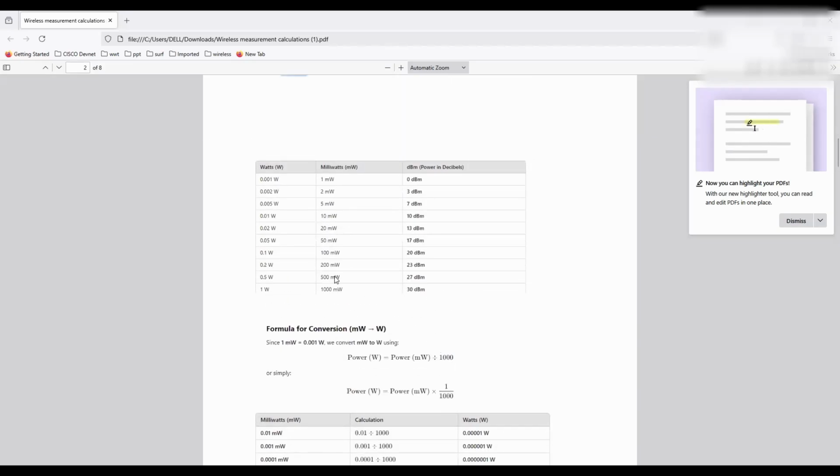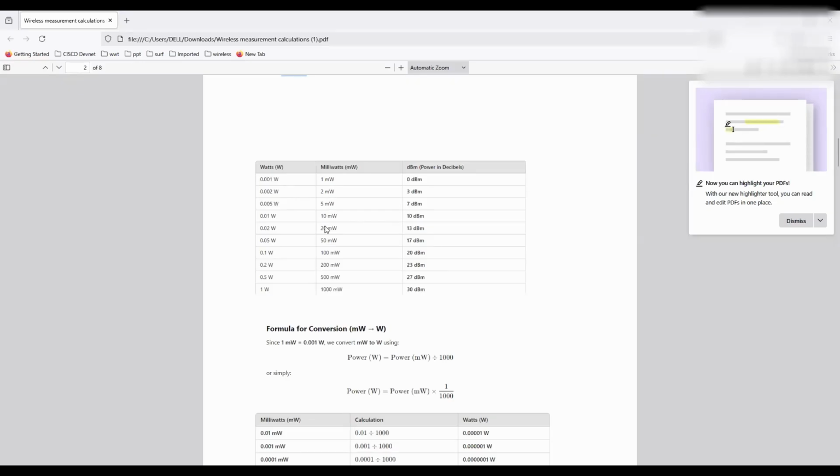And this is some calculations for your reference. Like when we say 0.001 watt, it is equal to 1 milliwatt. Okay, this dB will come later. So 0.002 watts. When you go from watts to milliwatts, what are you going to do? You are going to multiply. When you go from milliwatts to watts, you divide. So when you multiply this value with 1000, we get 1 milliwatt.